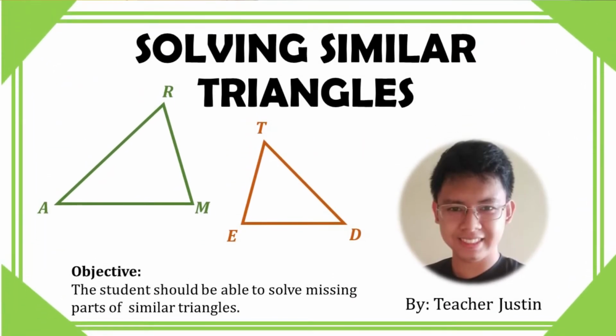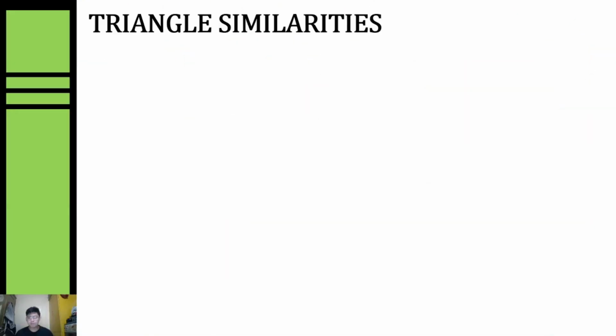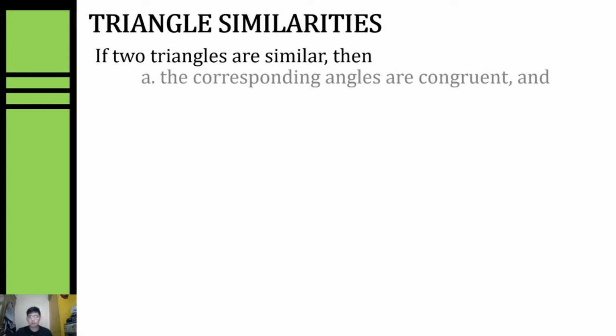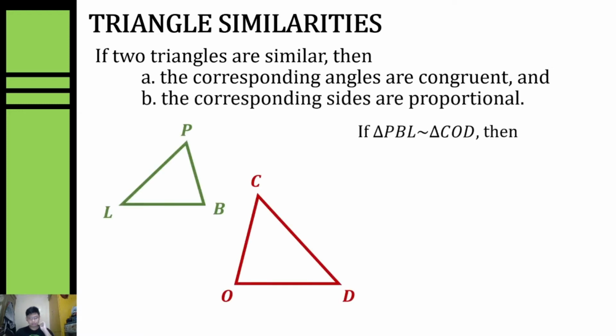On today's topic, we're going to talk about solving missing parts of similar triangles. Before we proceed, let's first define what triangle similarity is. If two triangles are similar, then the corresponding angles are congruent and the corresponding sides are proportional.